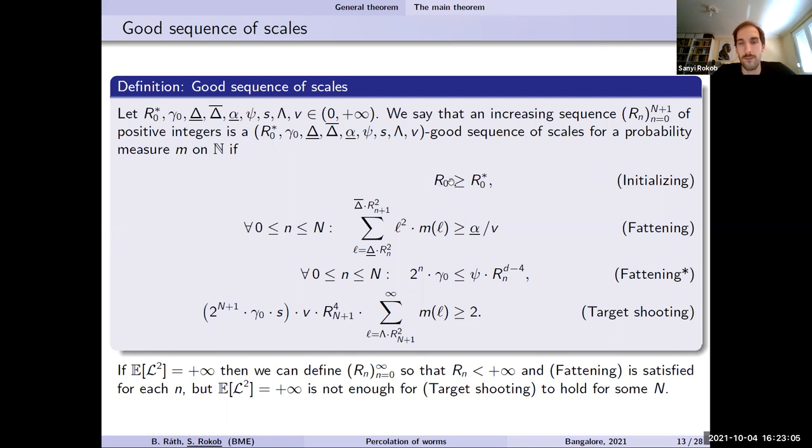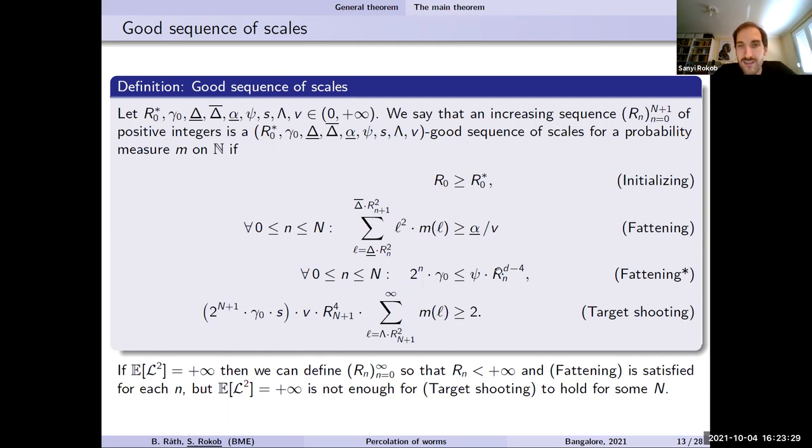The first property says that we can start the fattening construction. We have such a side length in the spatial division of Z^d that inside there exists, with high probability, a long worm.